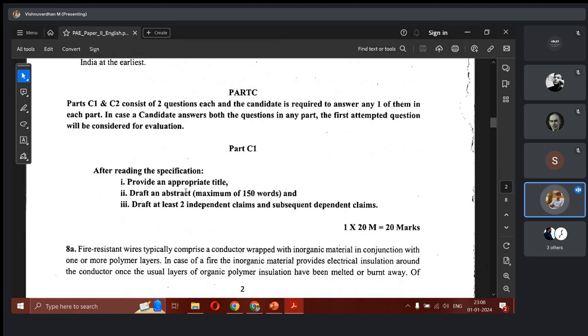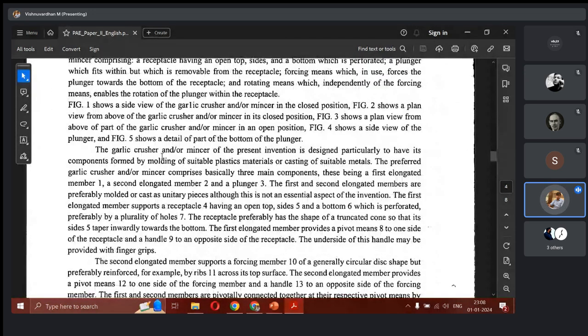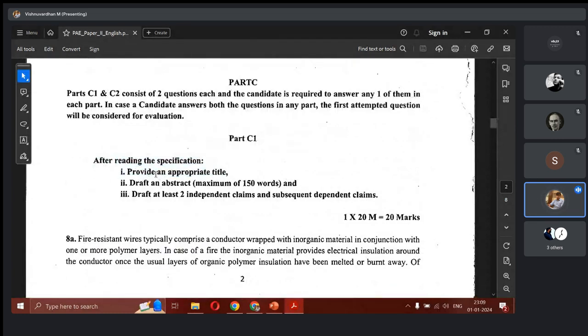Okay, so both they'll tell you, give a type after reading the specification. So pretty much they give a very long question. It's going to take you guys time to read. So I'll tell you guys how to do it. So after reading the specification, provide a title, draft an abstract of 150 words, and draft 2 independent claims and subsequent dependent claims. Okay, so they're not telling you 2 independent claims and then 2 dependent claims. They just want you to write 2 claims.